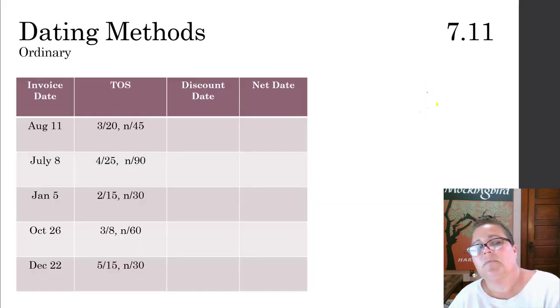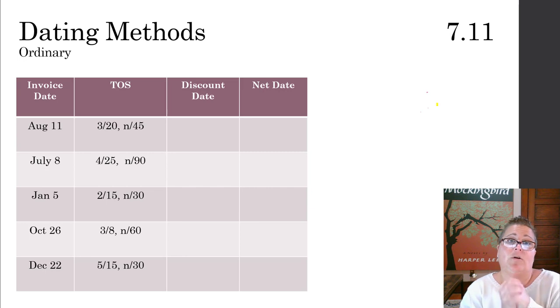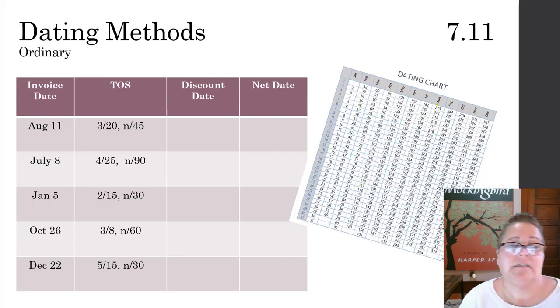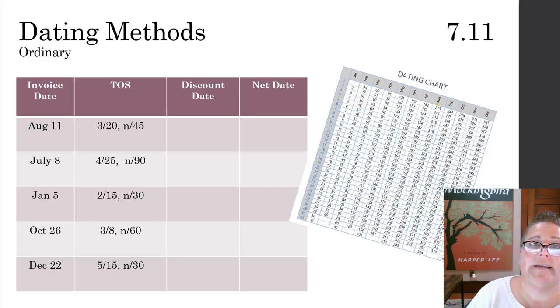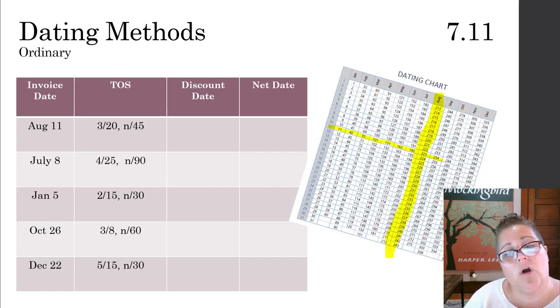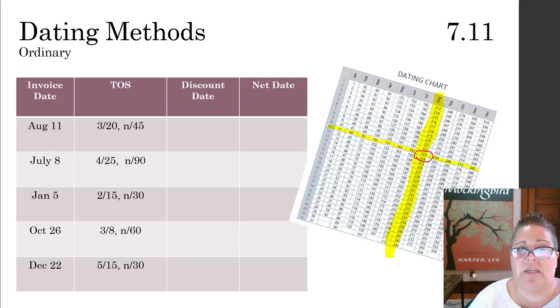Okay. All right. So we're going to practice some ordinary dating methods. In order to do those, we will need the dating chart. So our invoice date, remember, for ordinary dating, it's all based on the invoice date. In this case, in the first problem, first practice, our invoice date is August 11th. So I'm going to go to my dating chart and I'm going to find August 11th. I'm going to go down the August column, find 11 and go across to August 11th. This is day of the year 223. It is the 223rd day of the year.